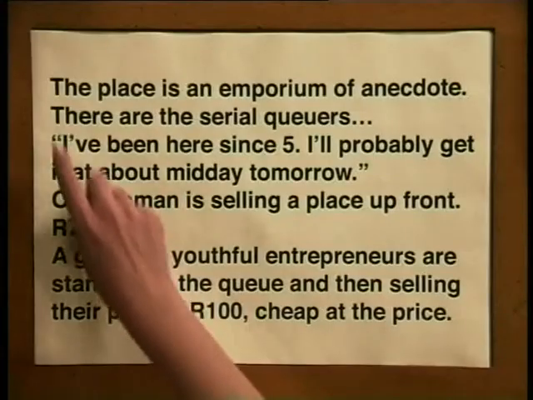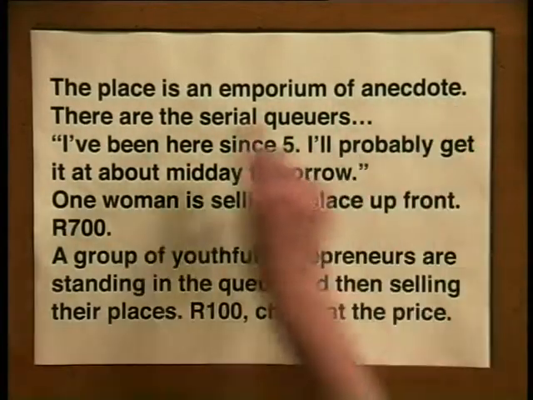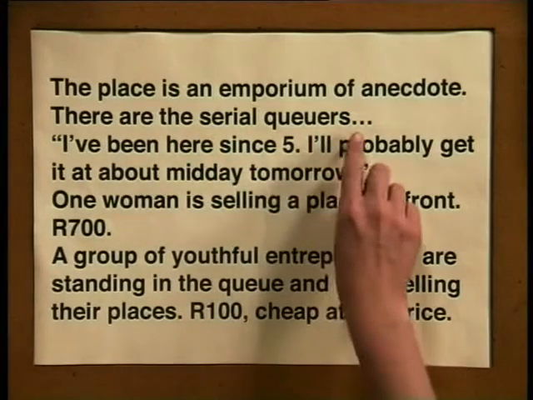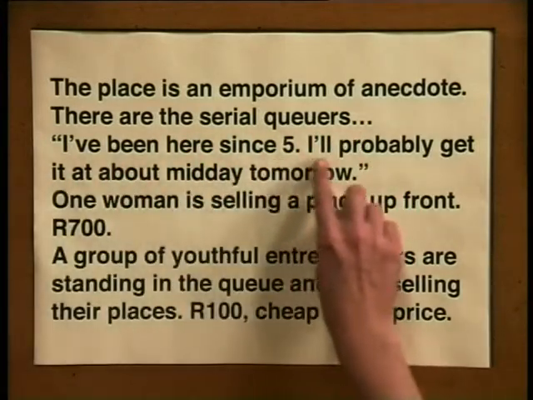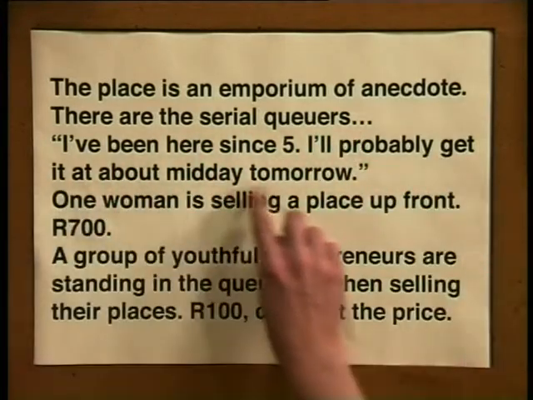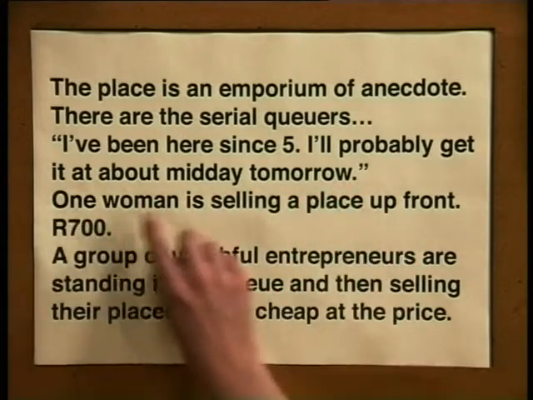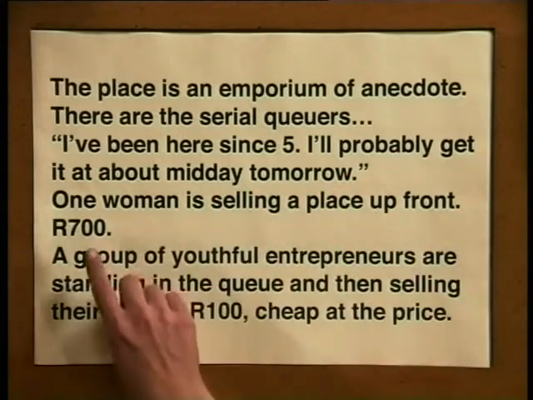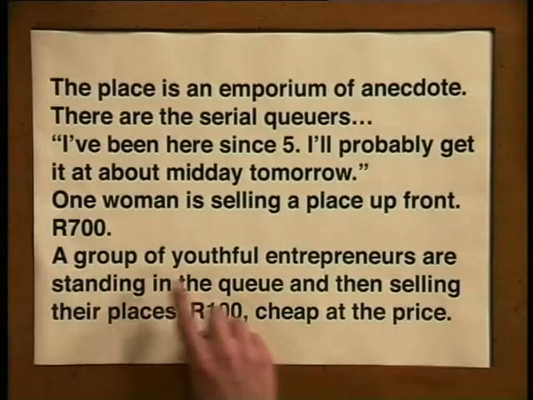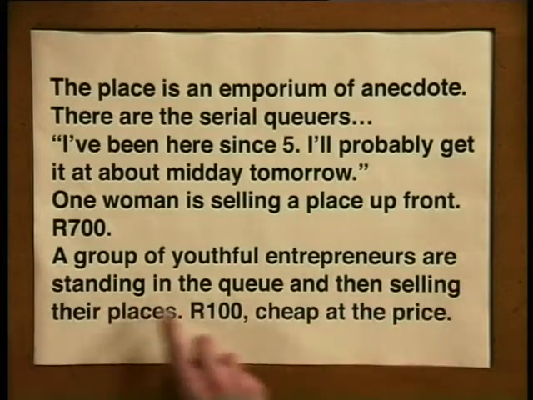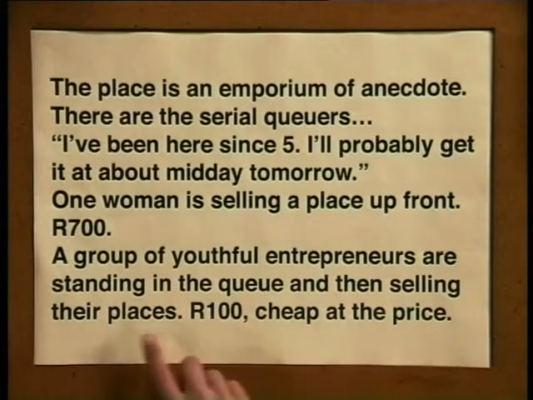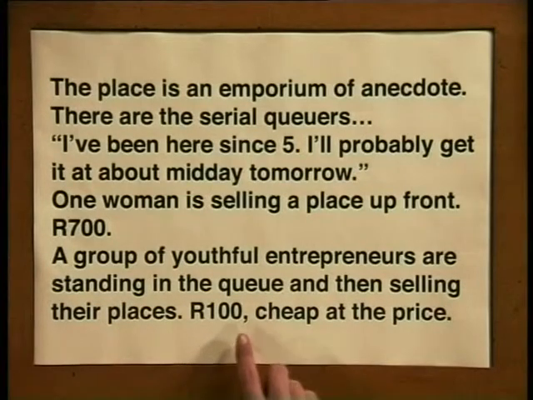The article continues like this. The place is an emporium of anecdote. There are the serial queuers. I've been here since 5. I'll probably get it at about midday tomorrow. One woman is selling a place up front, 700 Rand. A group of youthful entrepreneurs are standing in the queue and then selling their places, 100 Rand, cheap at the price.